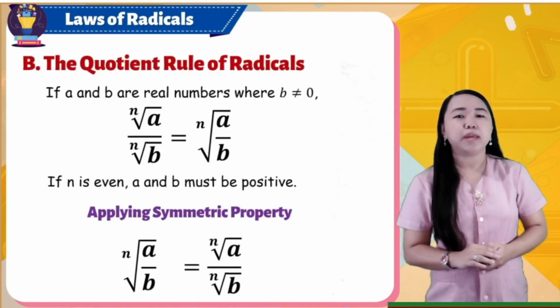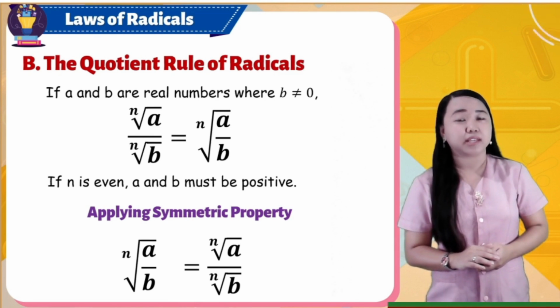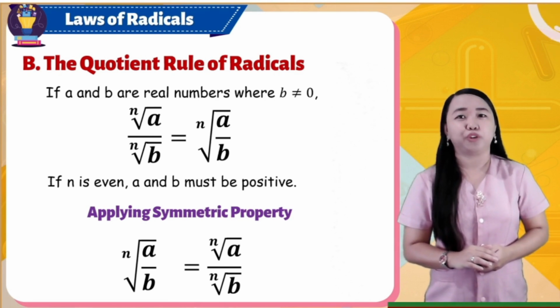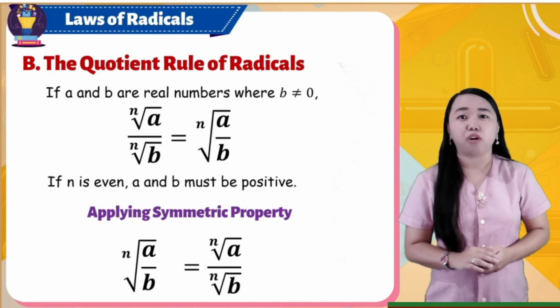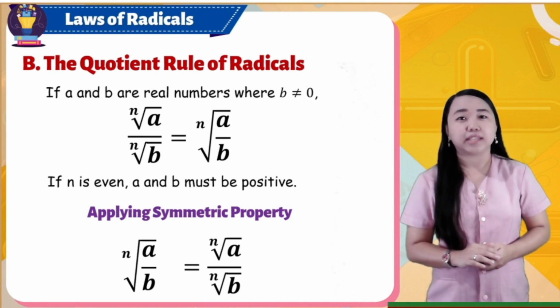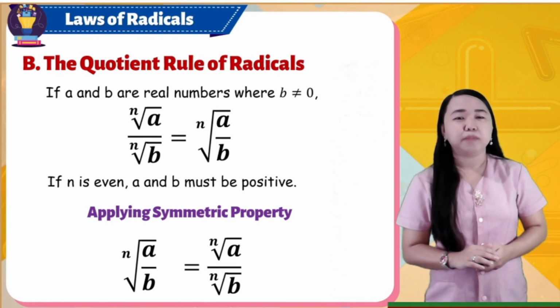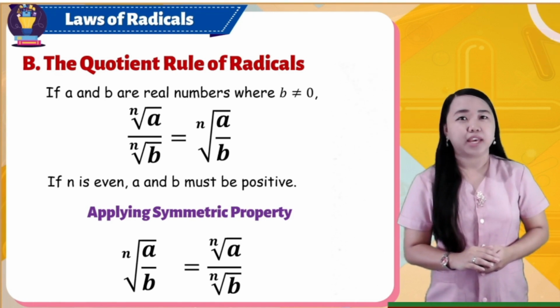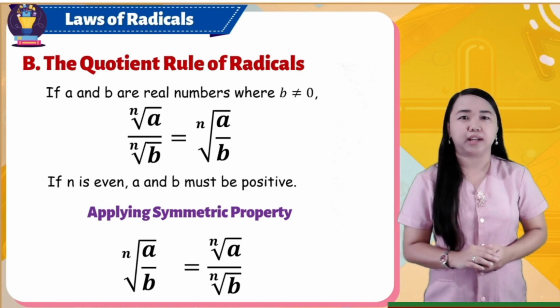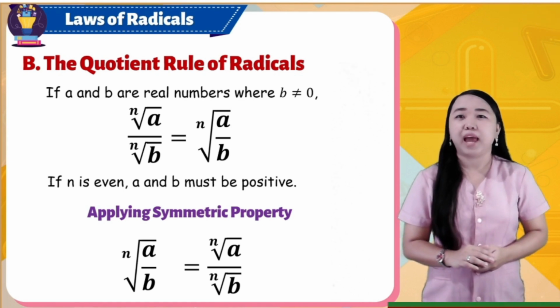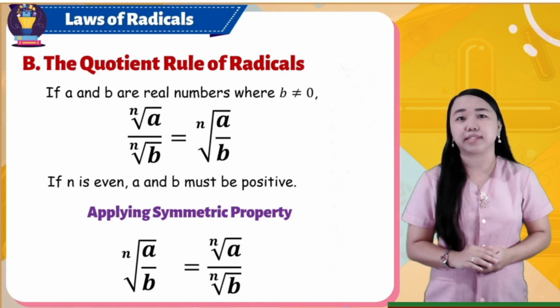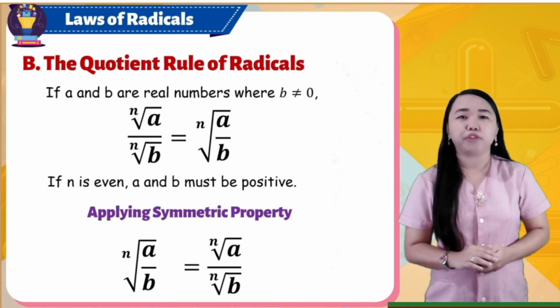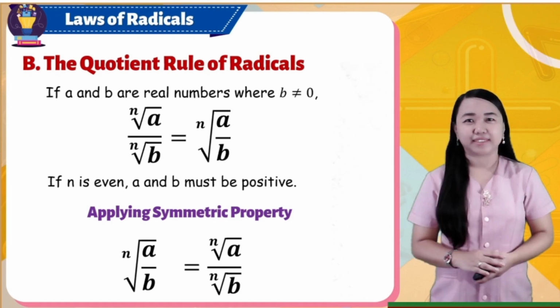Thus, if a and b are real numbers where b is not equal to 0, the nth root of a over the nth root of b is equal to the nth root of a over b. If n is an even integer, a and b must be positive. This is the quotient rule for radicals. Likewise, by applying the symmetric property, the converse of the quotient rule for radicals is the nth root of a over b is equal to the nth root of a over the nth root of b.